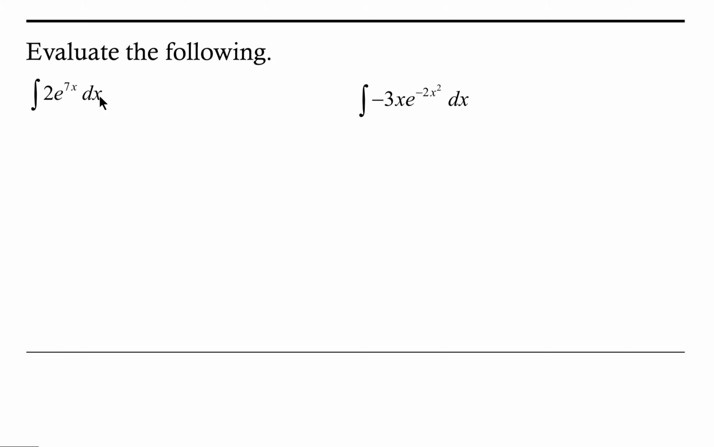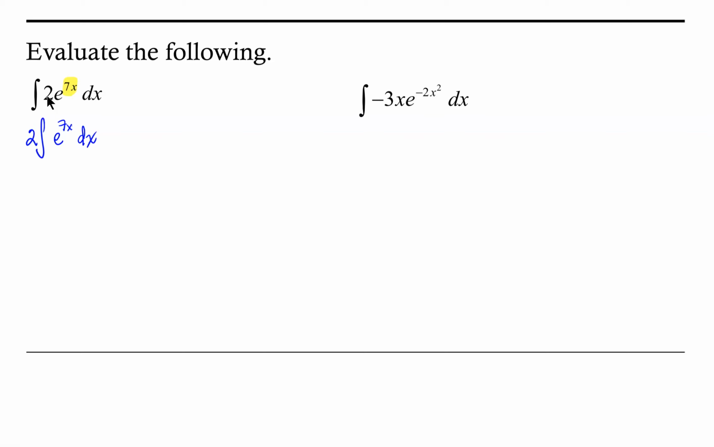So what I notice when I look at this integral is that the integrand has 7x as the exponent for the exponential function. The basic exponential function is simply e to the x, but in this case we have e to the 7x. And we also have this coefficient of 2. So let's go ahead and bring that 2 out in front of the integral sign. So 2 times the integral of e to the 7x dx.